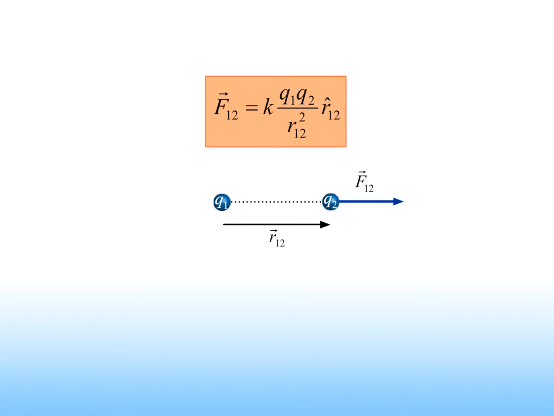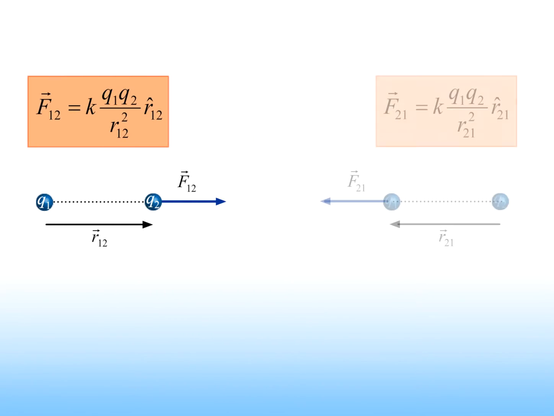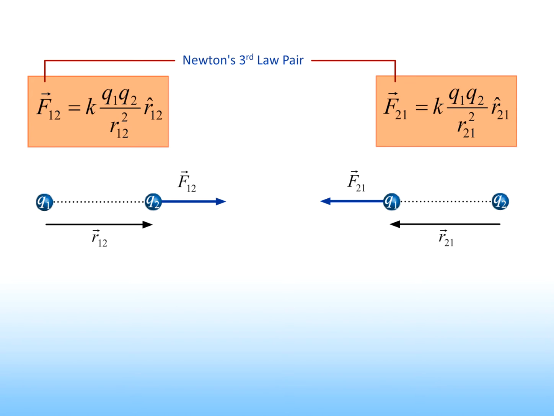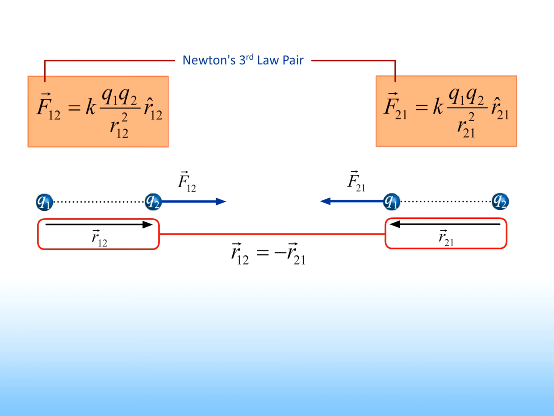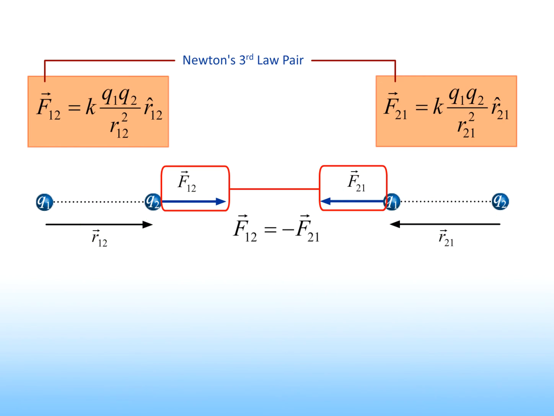We now write the equation for F12, the force by charge 1 on charge 2, and compare it to the equation for F21, the force by charge 2 on charge 1. Note that these equations directly demonstrate Newton's third law. Since R12 is equal in magnitude but opposite in direction to R21, the force by charge 1 on charge 2 is equal and opposite to the force by charge 2 on charge 1.